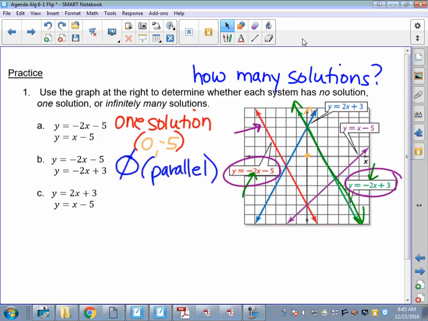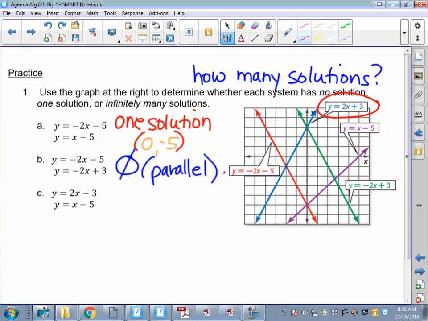I'm getting the hang of these ones. My guess is what the answer is for the third one. If we look at the equations, y equals 2x plus 3, graphed over here as this blue line, and y equals x minus 5, graphed with the purple line. Ooh, this is a good one. Do these guys have one solution, no solution, or infinitely many? They don't intersect on my graph, but if I extended the graph, would they intersect? They would, right? It does have one solution.